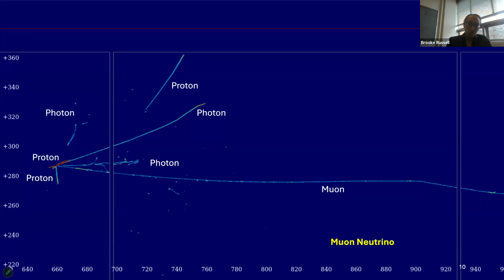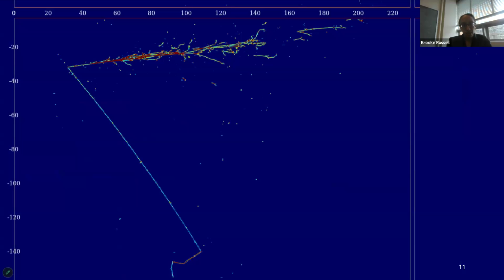We contrast this with this type of topology, where you see a spray-like shower topology. This is an electron neutrino final state.